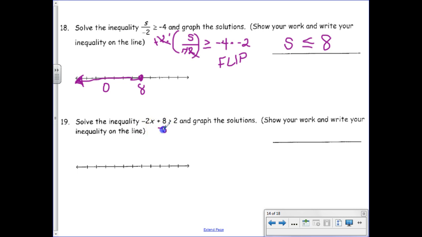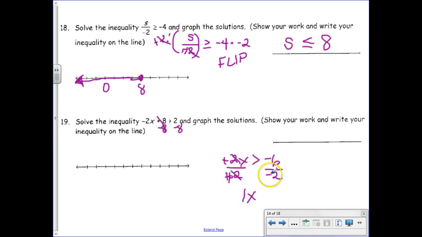All right, I've got a little bit of room here. I think I can squeeze some of this in. It's 2 steps. I've got to subtract first. I subtract 8. That leaves me with negative 2x on the left, negative 6 on the right. Now I'm simply going to divide by negative 2, so I get a coefficient of positive 1.